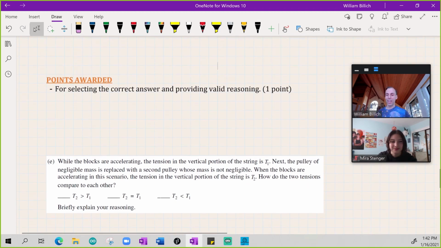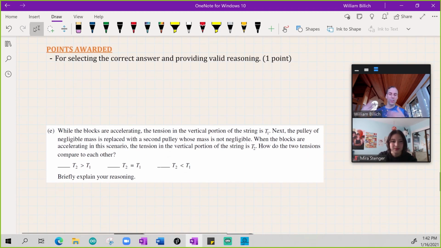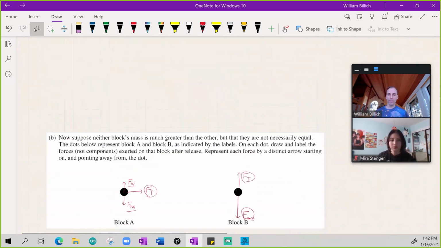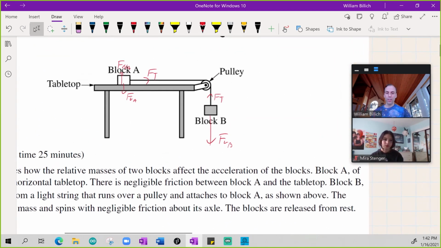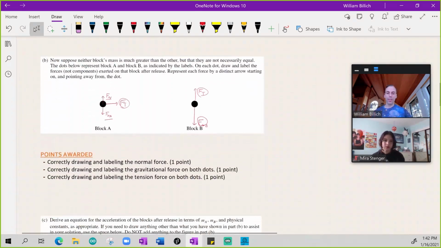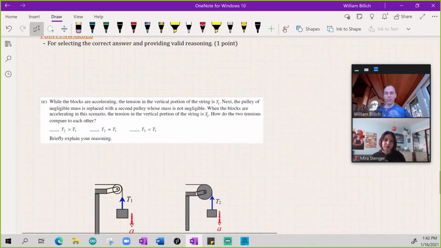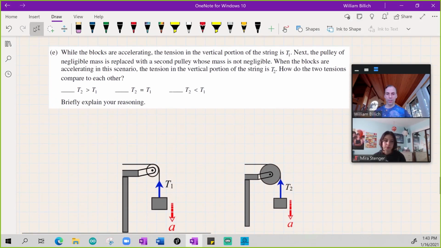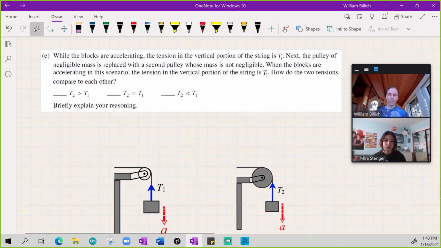All right, last section. This one I like. This is my favorite part of this, other than the derivation. It says, look, while the blocks are accelerating, the tension in the vertical portion, so they're saying the initial tension is, we'll call it T1. So we have this initial system here, as it was originally. That initial tension, let's just call that T1. Now, they're saying something new is going on, and I'll illustrate it down here. Now we attach a pulley which has mass. What would happen to the tension, right?